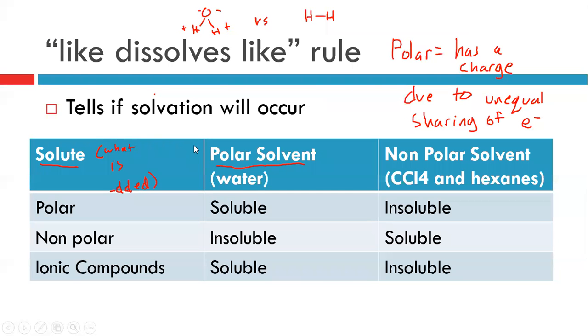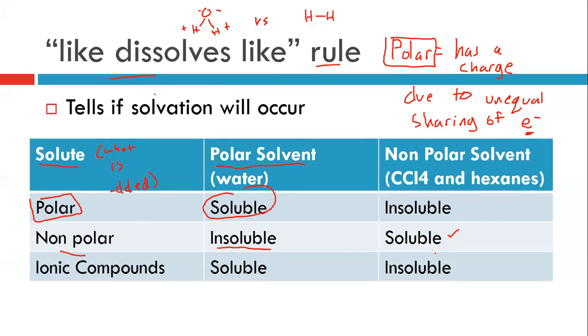So the key thing here for the rest of this in terms of concepts is the like dissolves like rule. This is big. Polar means that it essentially has a charge due to the unequal sharing of electrons. And if you have a polar solute in a polar solvent, they're actually going to be soluble. So if I took something like sugar and added it to water, it's going to be soluble. If I took something like oil and mixed it in with water, it's insoluble. But if I took oil and mixed it in with another non-polar solvent, it actually would be soluble.